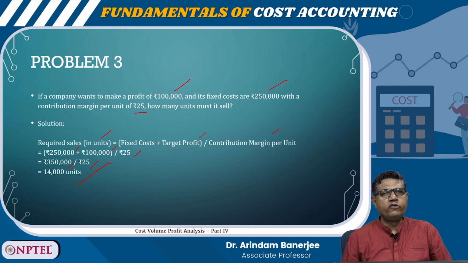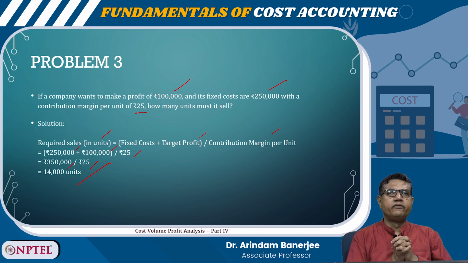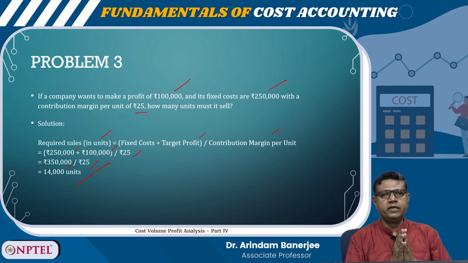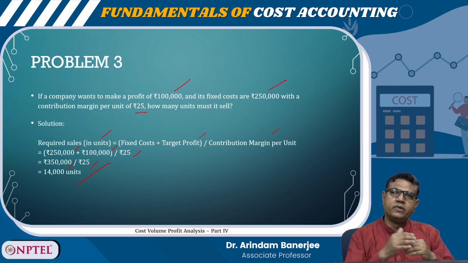Before going to the next problem, let's quickly recapitulate the concepts which we discussed earlier. The first one is the break even point, where we discuss the level of sales at which it is at no profit, no loss zone. So, anything above break even point gives us a cushion.